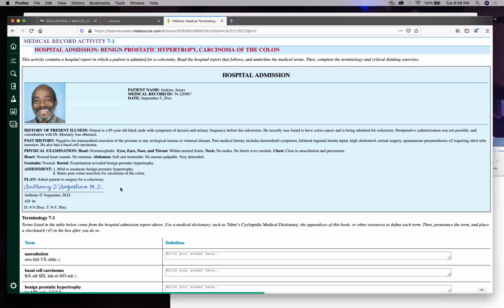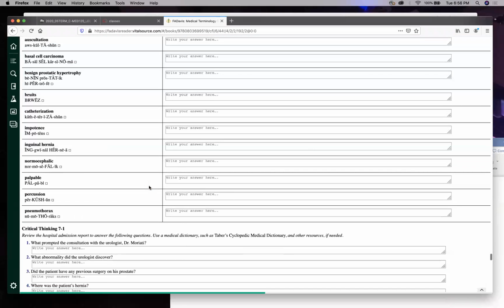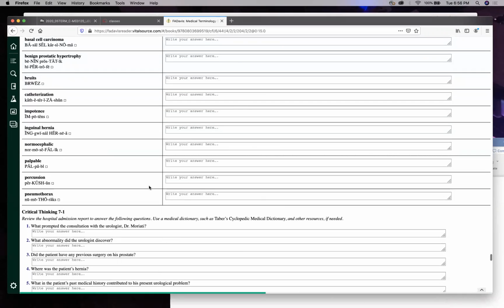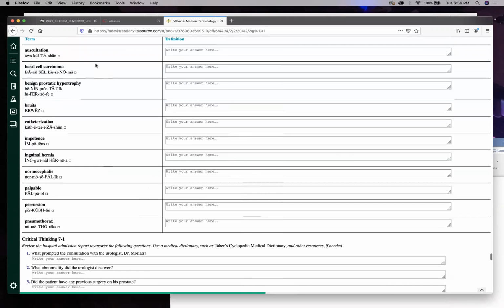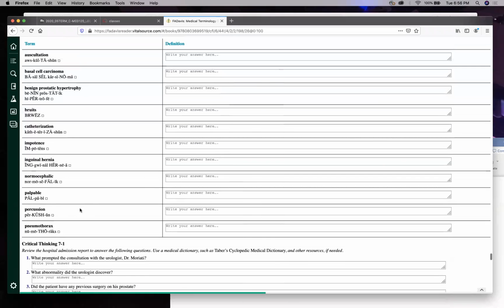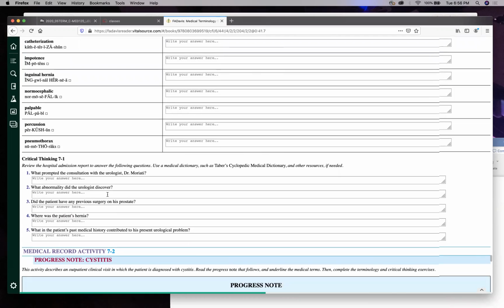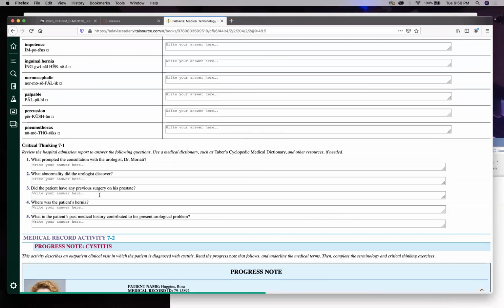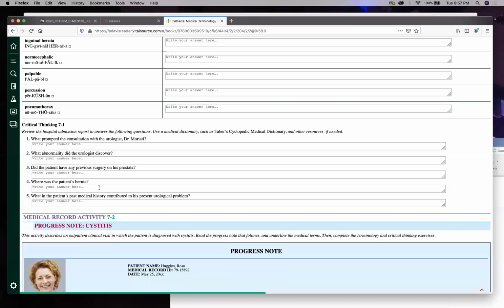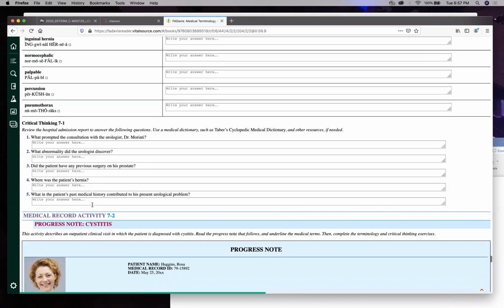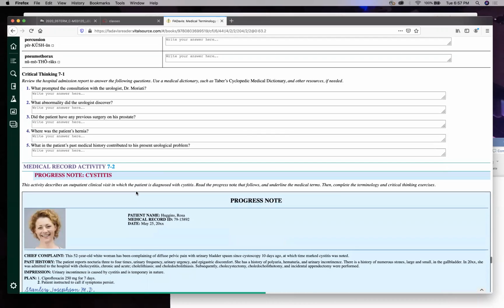So you could see here, it's just a short case, but there are so many things I could ask you, via some of these very common terms. I could ask, what abnormality did urology find? A, B, C, D. Did the patient have any previous surgery? A, B, C, D. What was the exact location of the patient's hernia? A, B, C, or D. And again, another on past medical history, A, B, C, D.